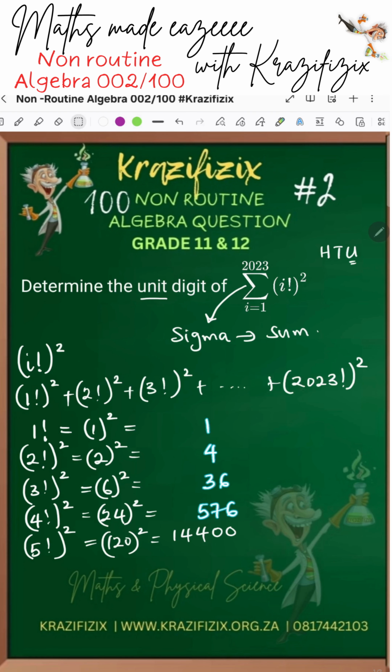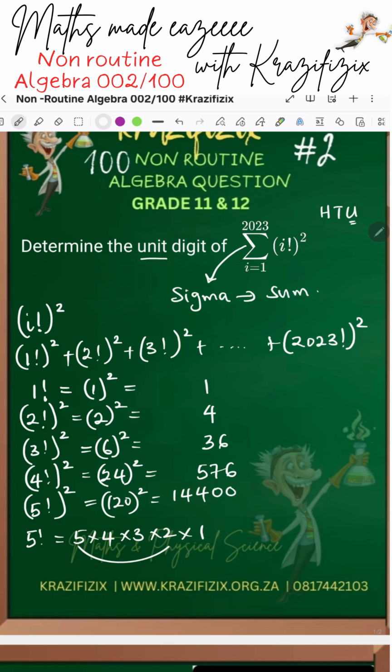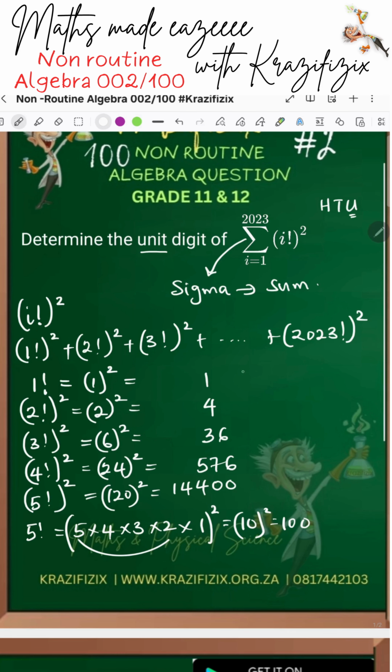I want you to see something. If you look at 5 factorial quickly, it is 5 times 4 times 3 times 2 times 1. Look at this beauty: 5 times 2 is 10. Once I have a 10 there, 10 multiplied by anything, you notice I would get 0 at the end. So any of these numbers would keep having 0, 0 at the end, which means it will not matter anymore. All I need to do is to add all of that together.